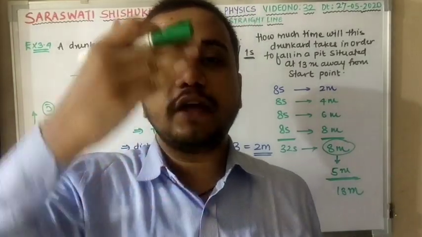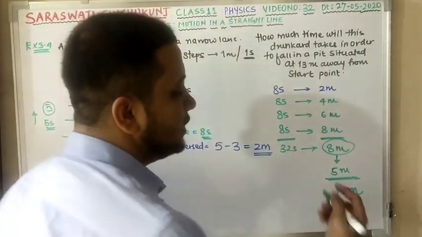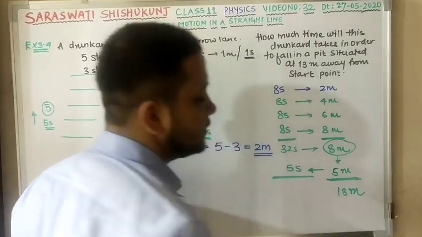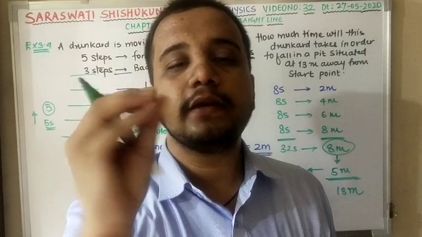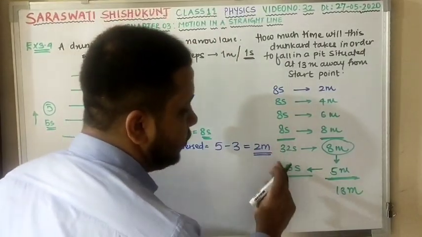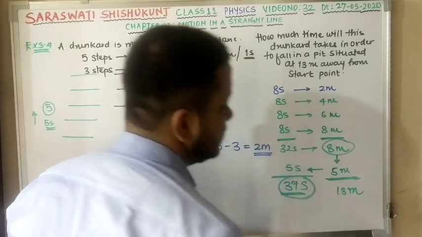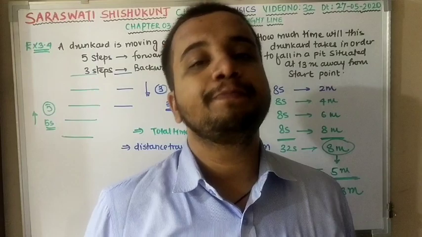So as soon as after 8 meters he moves 5 steps forward, he falls into the pit. For 1 step it was 1 second. So for 5 steps it's what? 5 seconds. So 32 plus 5, your answer is how much? 37 seconds. 37 seconds is your answer in order to cover 13 meters and to fall into the pit.